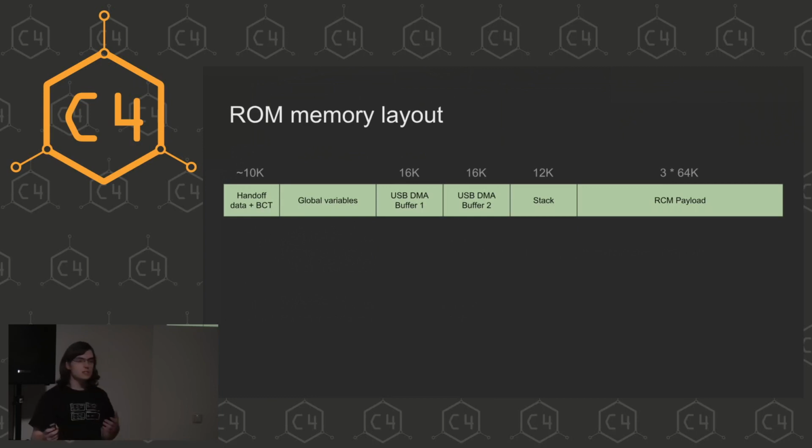Here is some handoff data in the BCT. The next bootloader needs this stuff, so the bootloader just puts it there and tells the next bootloader, yeah, I loaded you from this device and so on. Then there are global variables. Then here is the first DMA buffer. As I said, it uses two buffers.